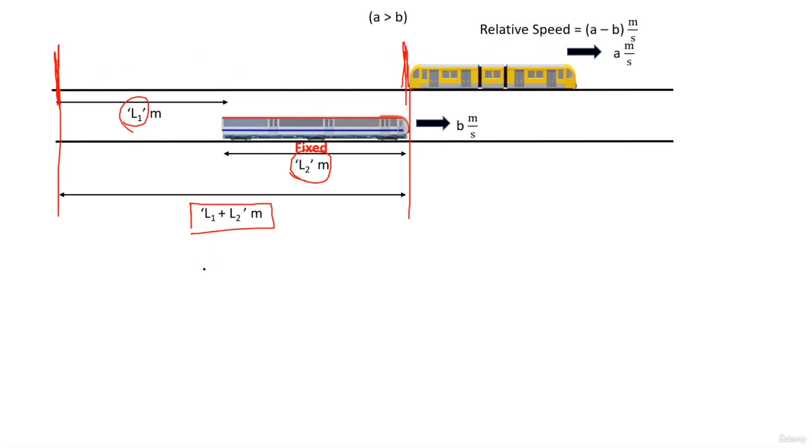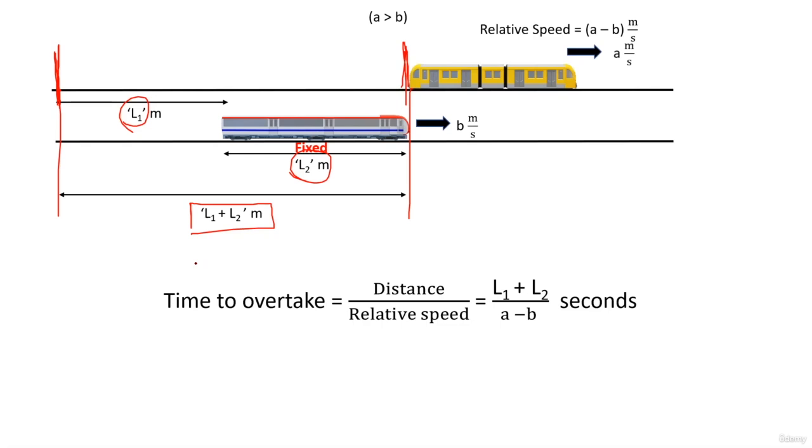Okay, and since they are traveling in the same direction, the relative speed is A minus B, the difference of the speeds, right? So the time taken to overtake is distance upon the relative speed. Okay, distance is L1 plus L2 divided by A minus B.